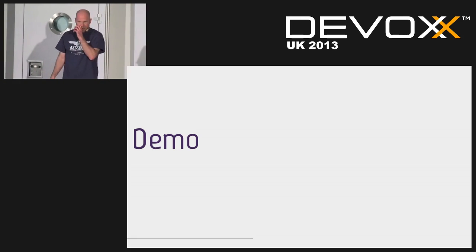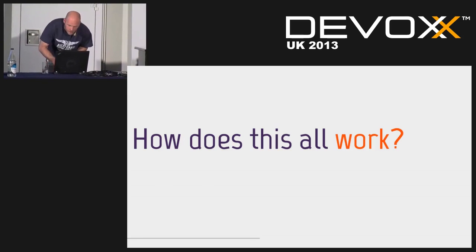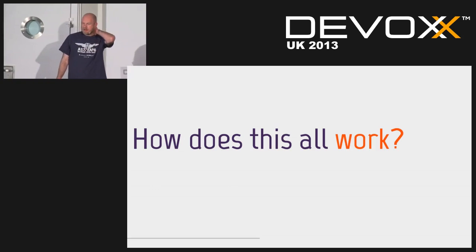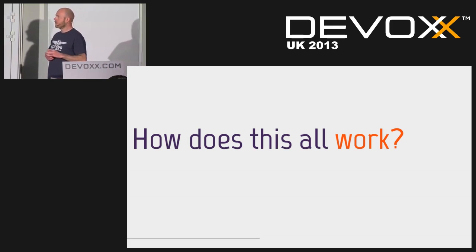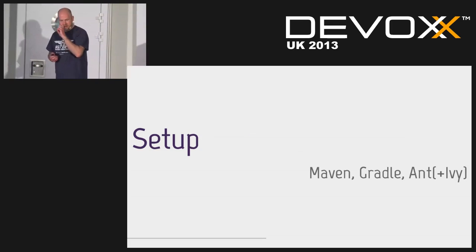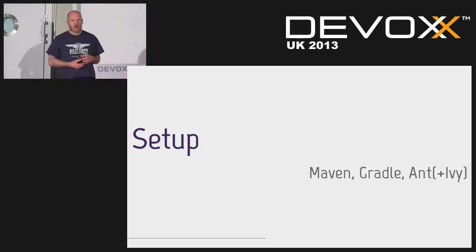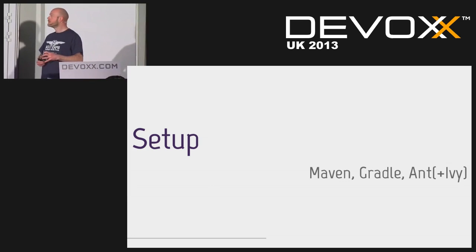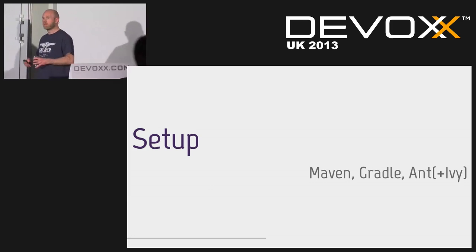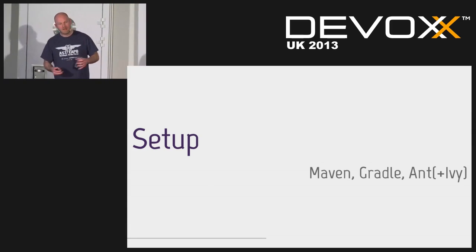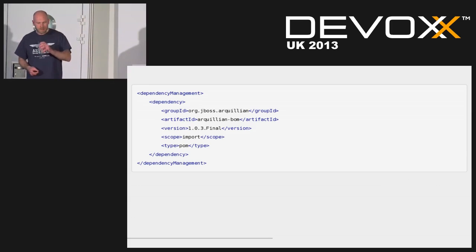So, how does this all work in the background? Let's look at how it's set up first. I mean, Arquillian itself is not bound to any dependency management system, though I would highly recommend using one, just because Arquillian has dependencies, and the containers have dependencies, and extensions have dependencies, and bundling up those X number of dependencies manually can be painful.